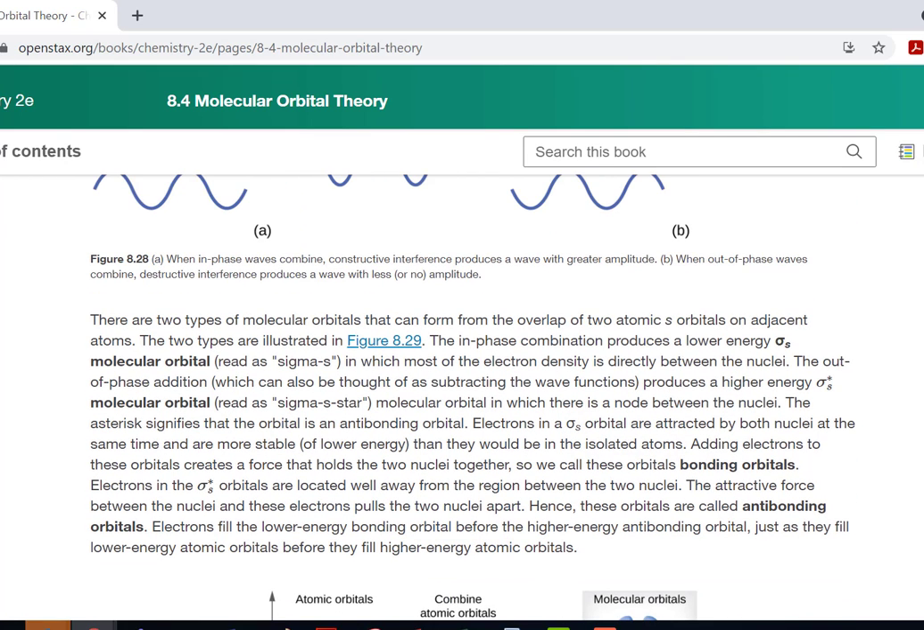So what we do is we call these two possibilities bonding or anti-bonding. So when they combine in such a way that they are more stable, we call that a bonding orbital. When they combine in a way that they are less stable, we call that an anti-bonding orbital.